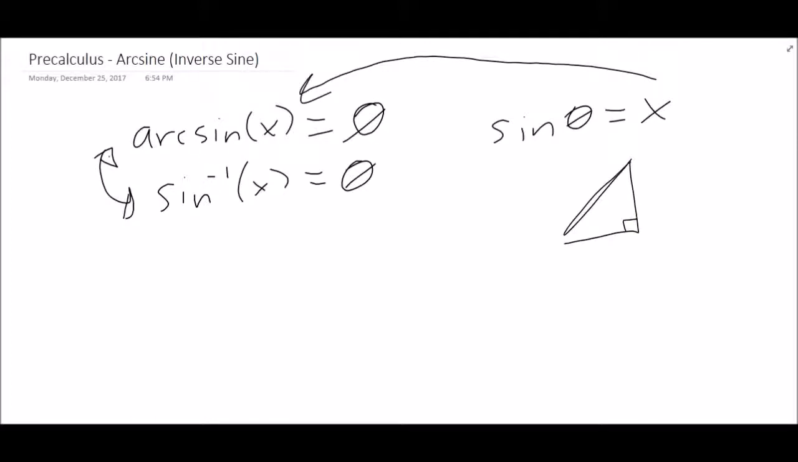Let me do this again. We have a 90 degree angle right there. We have angle theta. We take the sine of this angle, we're going to get the ratio x, right? So now the reverse is true. When we take the arcsine of the ratio, we're going to get the original angle. So that's fairly simple.